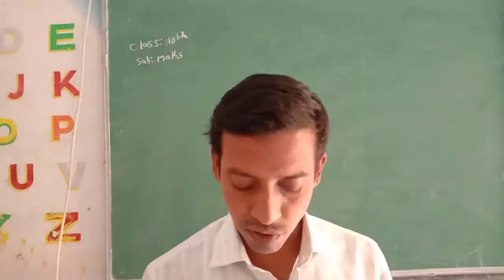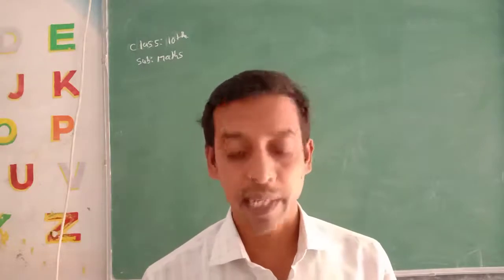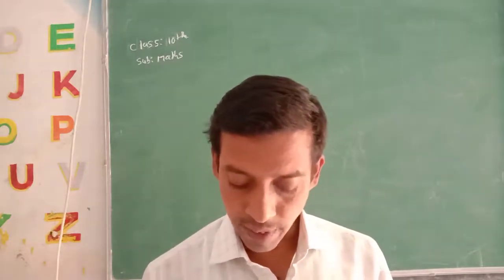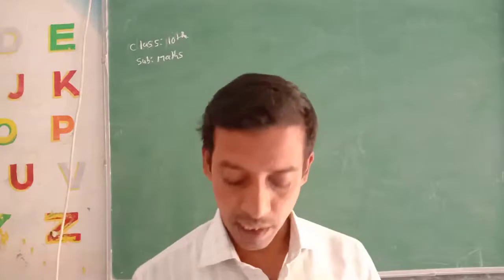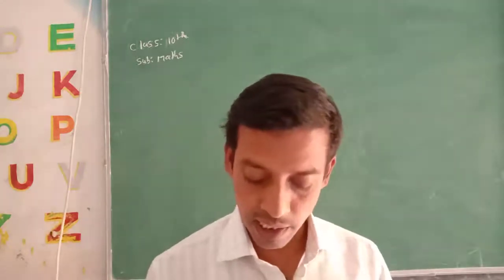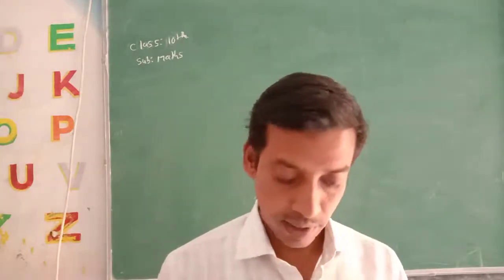Draw the graphs of x square minus x minus 6. This is the quadratic equation. Next, y is equal to, I have given the clue, 6 minus x minus x square. Find the zeros in each case. Zeros means what? Verification.